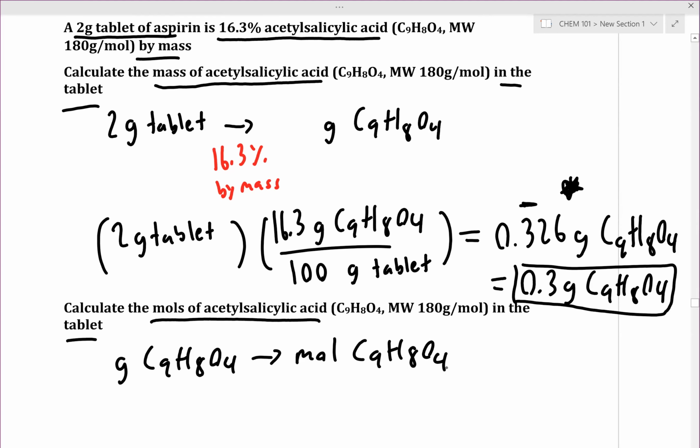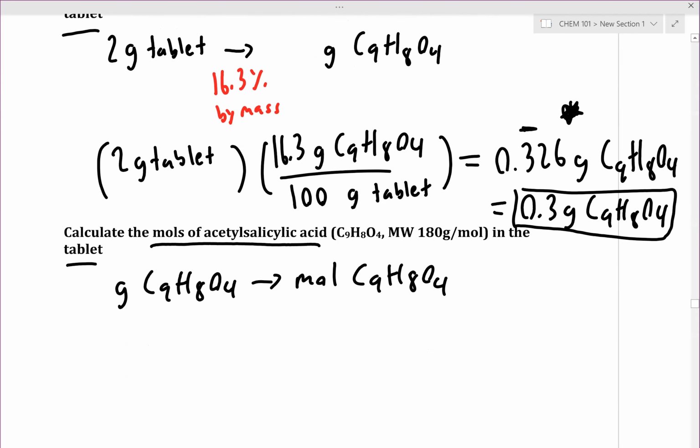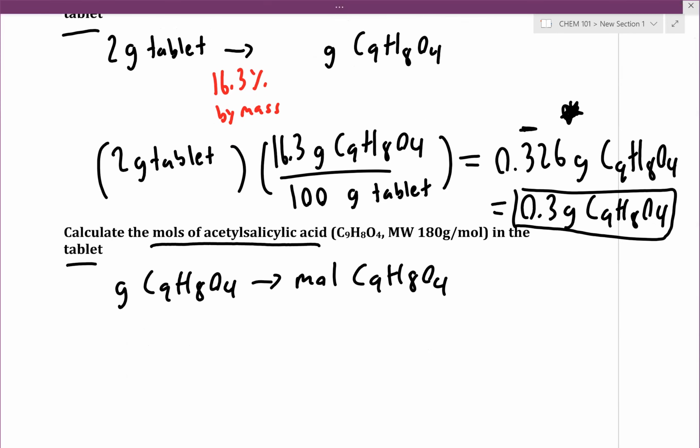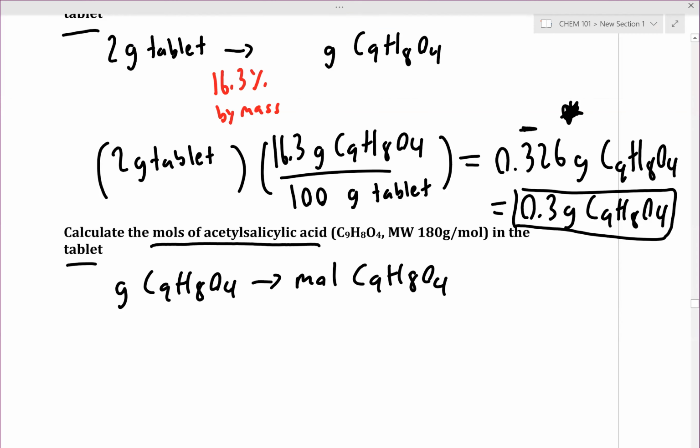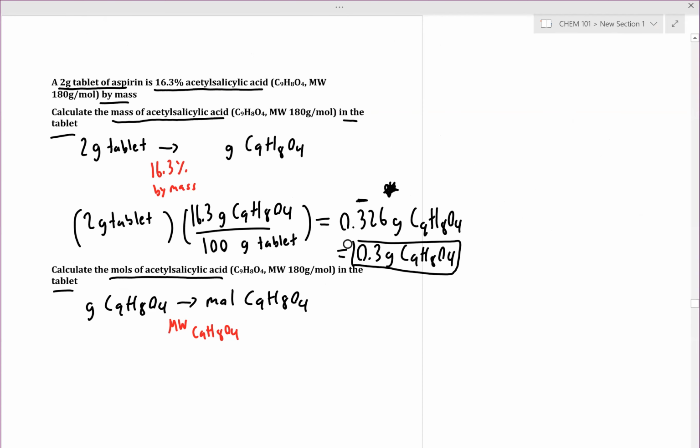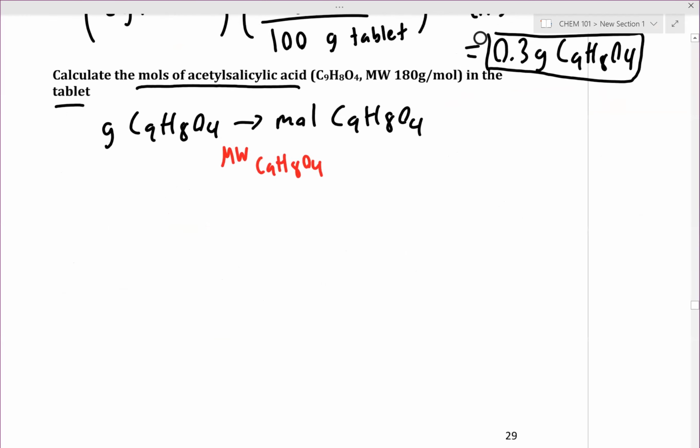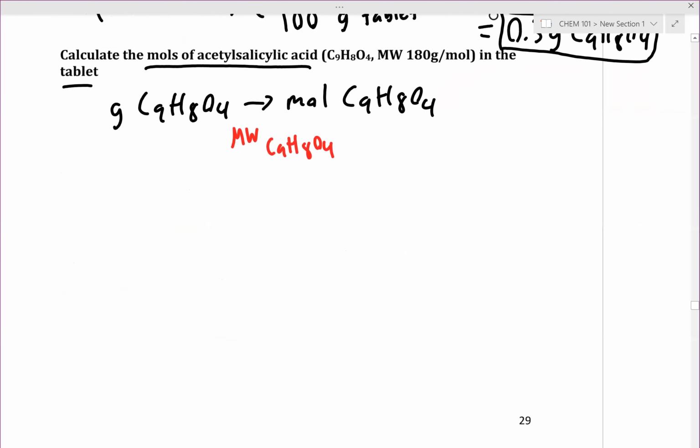I've provided you the molar mass in this case as a courtesy to showcase this problem. On the exam, expect you'll have to calculate all of your molar masses from scratch. So if we want to go from grams to moles, what conversion factor do we use? Molar mass. In this case, we need to use the molar mass of aspirin, which is C9H8O4. Perfect. We now have enough information to execute on this problem.